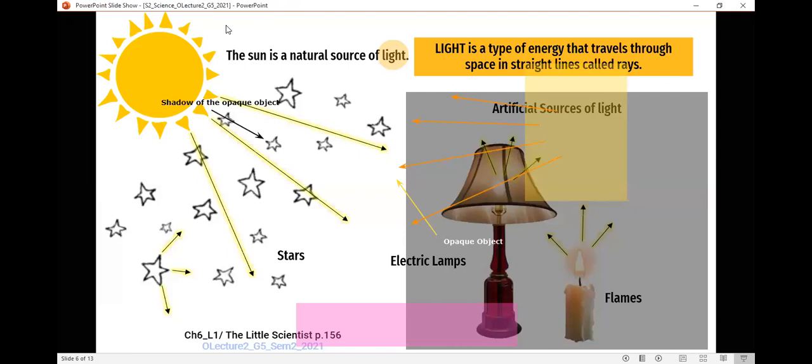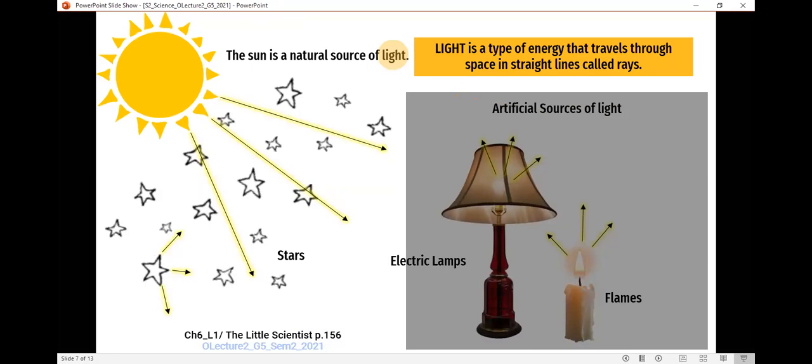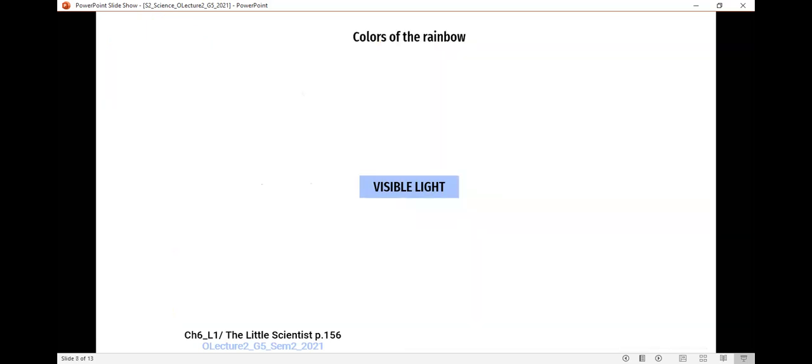Some objects are the ones that make light, like the sun, the stars, the electric lamps, the flames. These things send or make or emit light that we can see, yani visible light. The sun sends visible light. And we have invisible light coming.